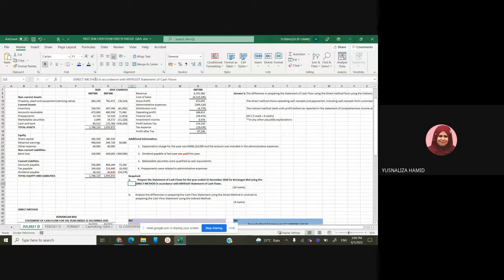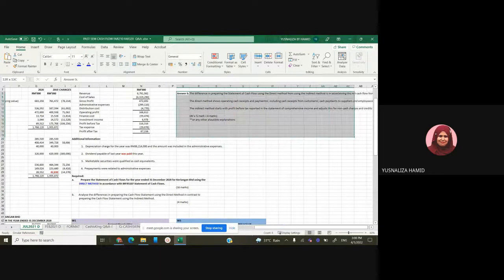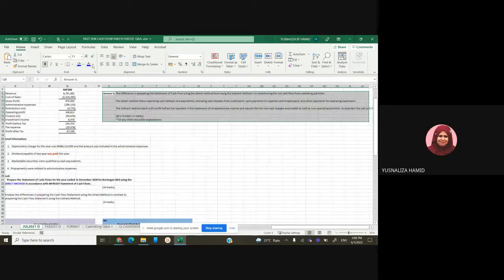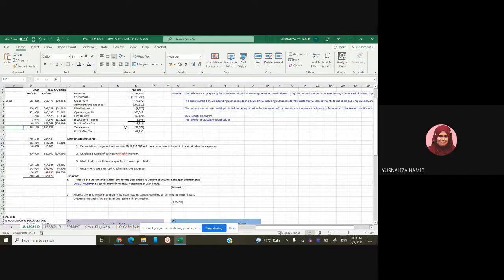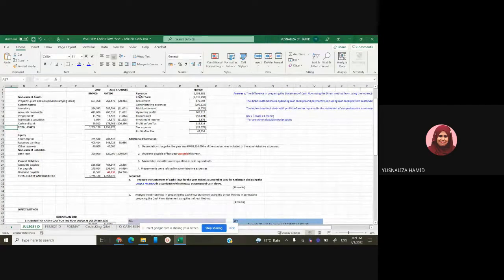So direct method means that you are going to do something similar to the question of February 2021, but this question is much simpler. And the second part of the question is asking you to analyze the differences in preparing the statement of cash flow using the direct method in comparison to the preparation using the indirect method. That one, the answer, I have already put here. Later you can check. These are the answers to the second part of the question. But our focus will be the first part of the question.